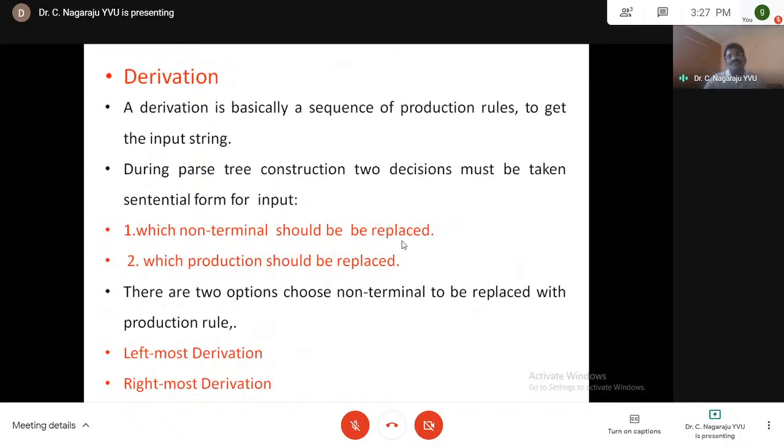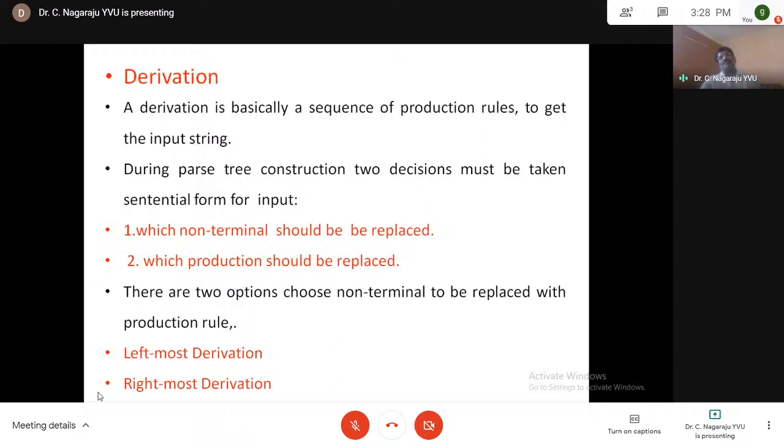That means in the derivation we should remember these two options to choose the non-terminal to be replaced with the production rules: one is the leftmost derivation and another one is the rightmost derivation. As a human being, we can choose any non-terminal symbol. But for a computer, you have to give the instructions: either read the non-terminal symbols from left to right or from right to left, and depending upon that, it replaces them. So now I will explain the leftmost derivation and the rightmost derivation.